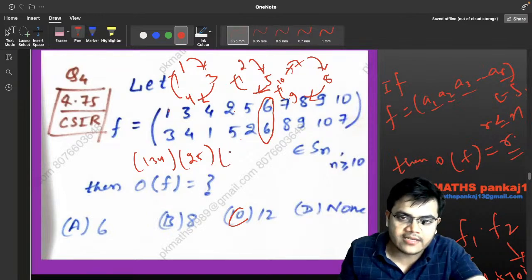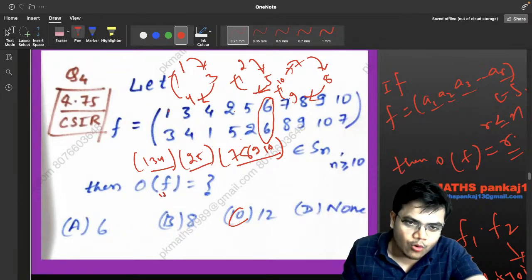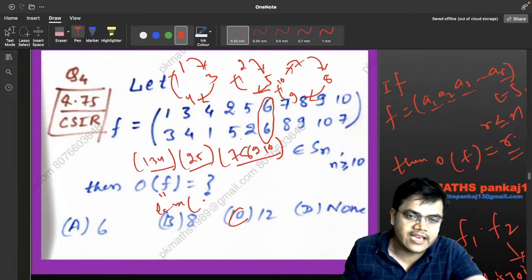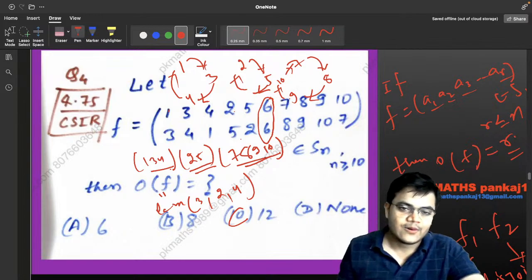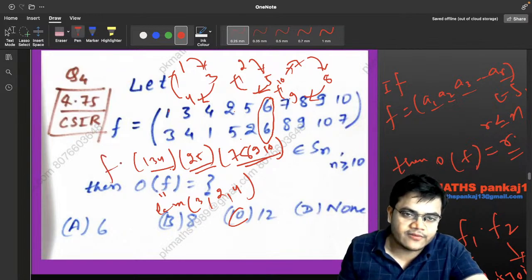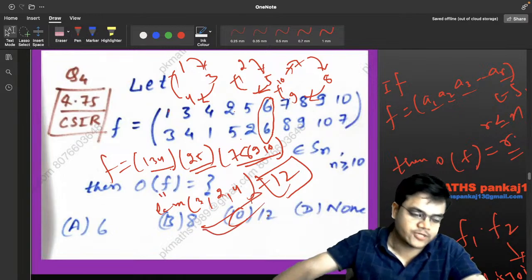So here you can see what? 7, 8, 9, 10. So you have 3 elements in this cycle, 2 elements in this cycle, 4 elements in this cycle. So finally the order of this F will be what? LCM of 3, 2, and 4, because these are the disjoint cycles. Okay, so this F has been written as disjoint cycles. Therefore, the order of F will be the LCM, least common multiple of 3, 2, and 4, which is nothing but 12. And that's why this option C is absolutely right.